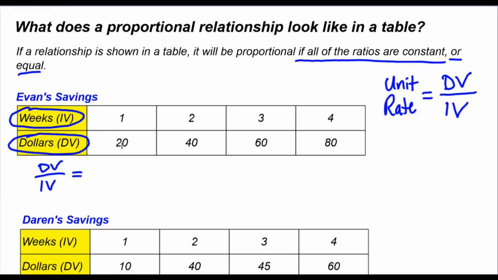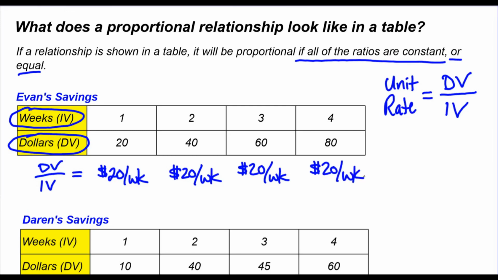So here, $20 divided by 1 week is $20 per week. That's my unit rate. And the next one, $40 divided by 2 weeks is $20 per week. $60 divided by 3 weeks is $20 per week. And $80 divided by 4 weeks is $20 per week.